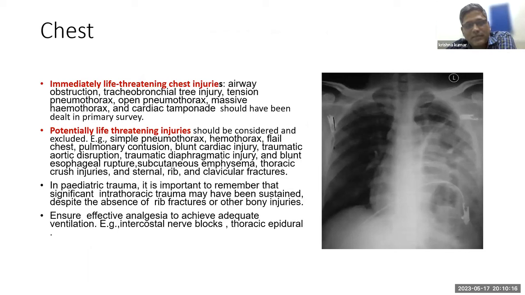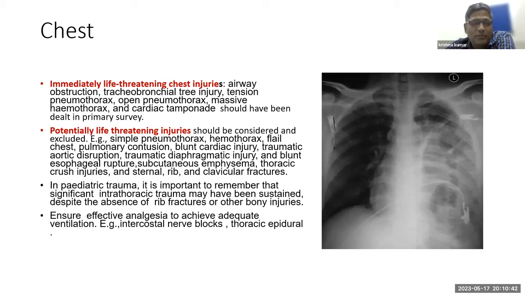But as I said, if there is a partial transection of the endothelium or intimal layer, then you can see widening of the mediastinum in the chest X-ray. All these carry a risk, but they are not part of the immediate life-threatening injuries. Traumatic diaphragmatic injury, blunt esophageal rupture, thoracic crush injuries and sternal fractures are all part of the evaluation to be done in the secondary survey.